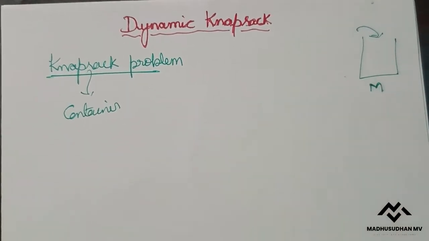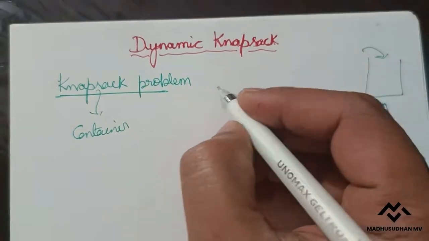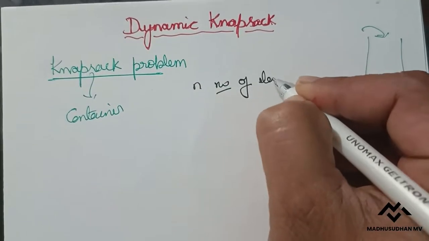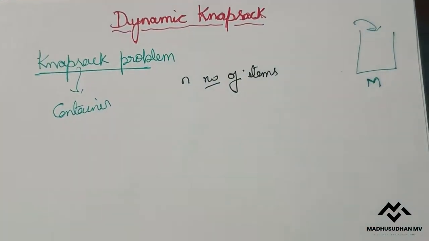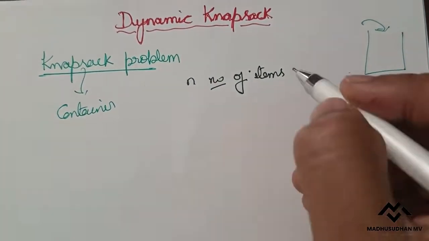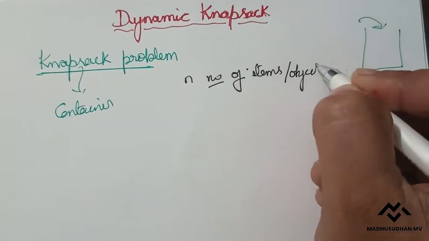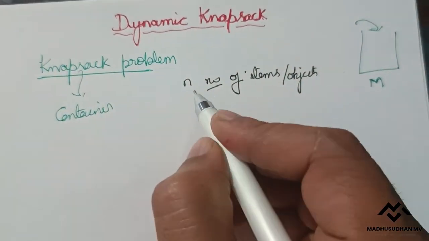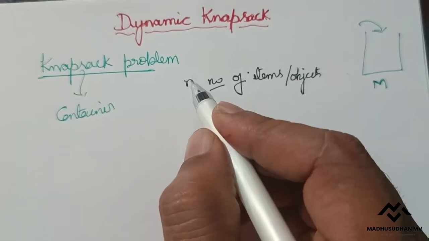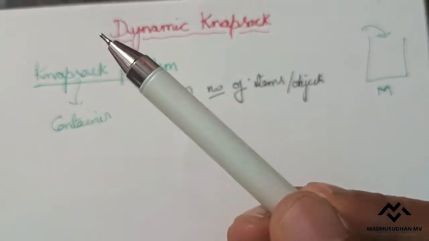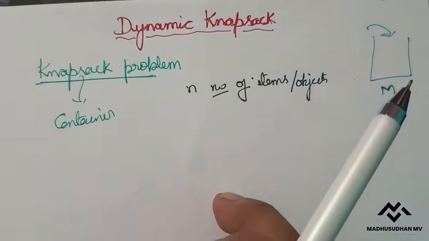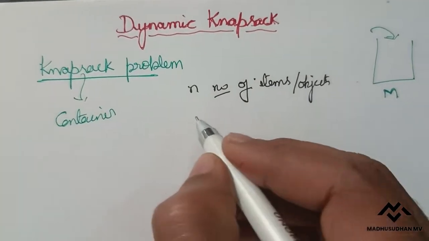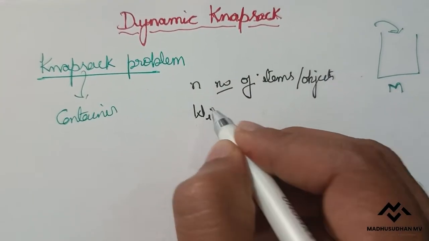And in this problem, there will be some n number of items. The items may be anything: n number of items or objects or elements, whatever you can call them. If I take a pen, or a mobile, or sheets, or whatever, every object has its own weight. So Wi is the weight of the object.